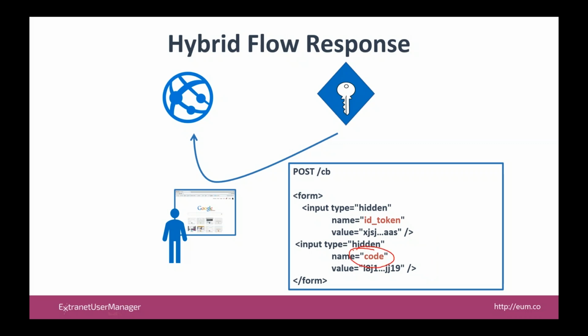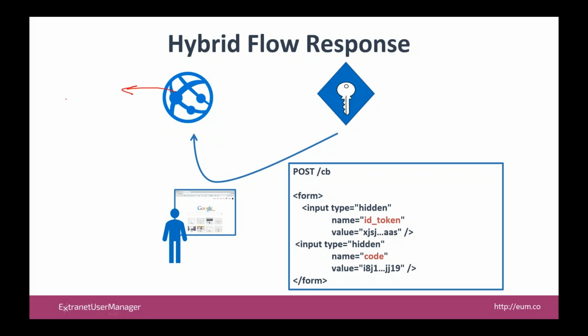Now, the authorization code, like I said, is not the access token. It's actually a level of indirection to get to the access token. The reason we don't just send the access token back here in the result is because the protocol is designed to minimize exposure of the access token.